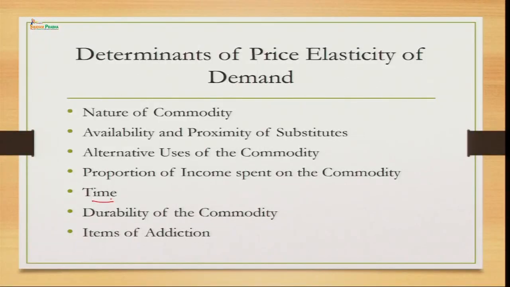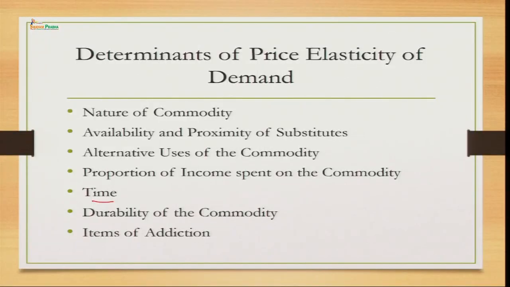So comparatively, the items on which we spend a very insignificant proportion of our income are of inelastic nature, whereas the items on which we spend comparatively a significant proportion of our income are of elastic nature. So if their price changes, our demand is definitely going to get affected. Time is also an important factor.